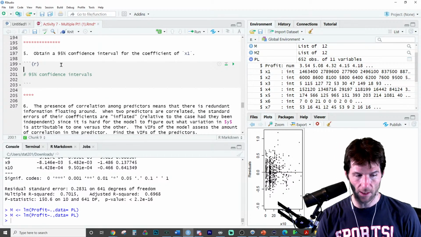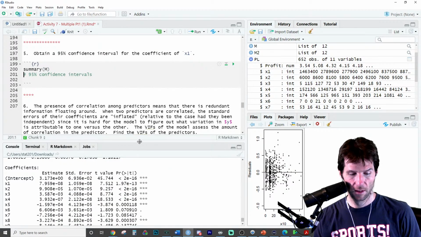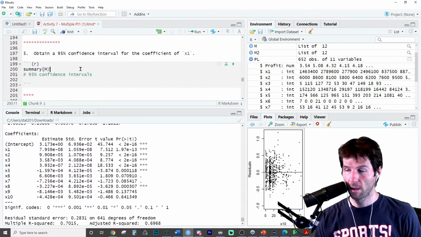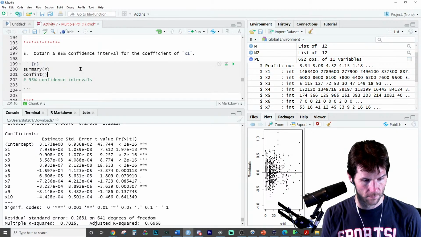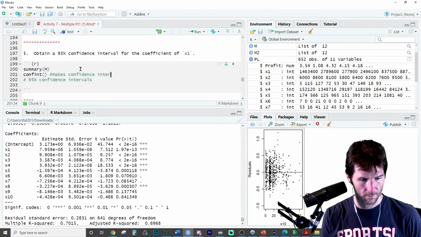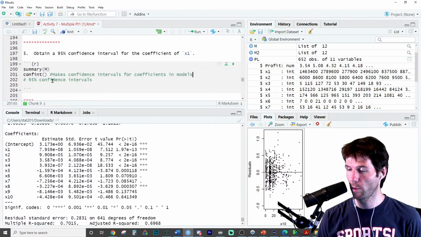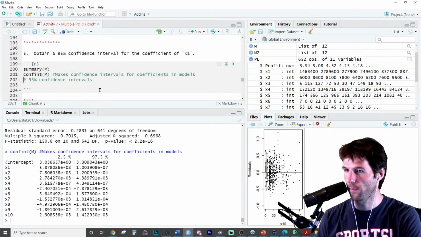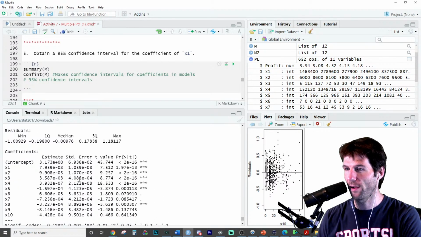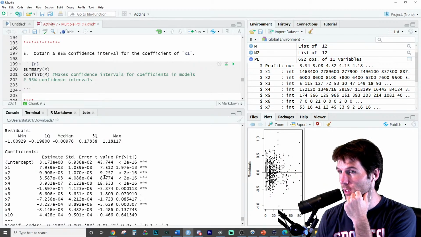We need to make 95% confidence intervals. Yep, we have the right model. Just make sure you're using the right model right here. Now, to make confidence intervals for coefficients, confint makes confidence intervals for coefficients in a model. The only thing you need to put in here is the model, and it'll give you confidence intervals for the coefficients in a model. They're in decimals, I hate it. I could have probably told you an estimate for these intervals.